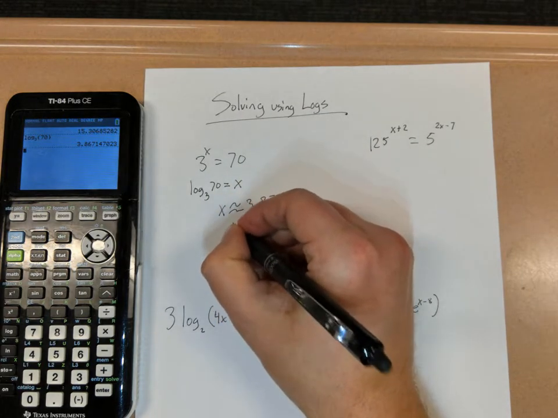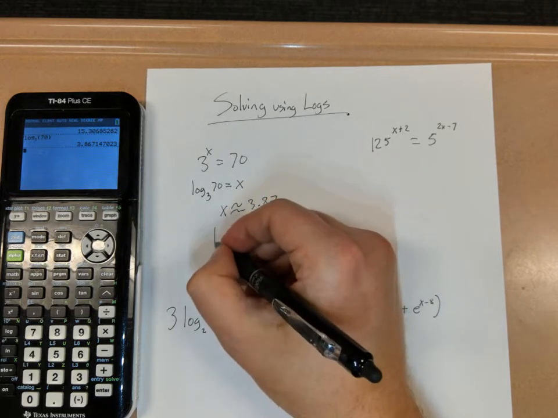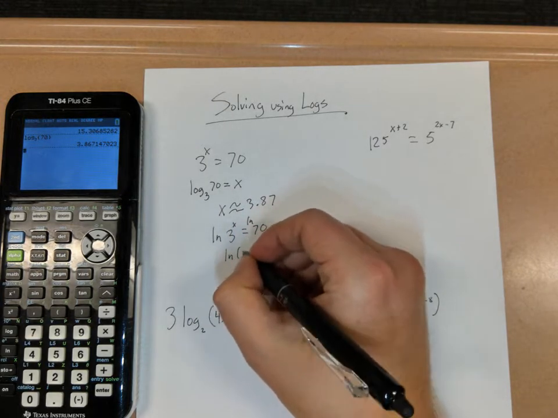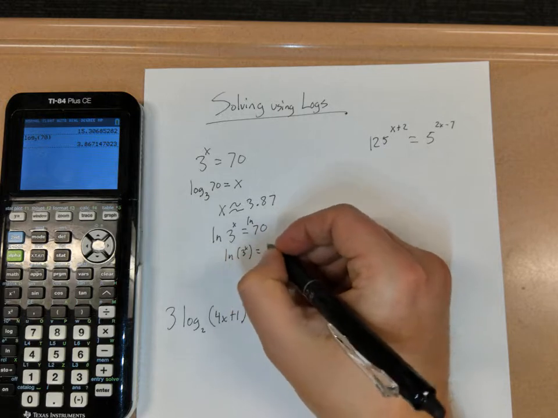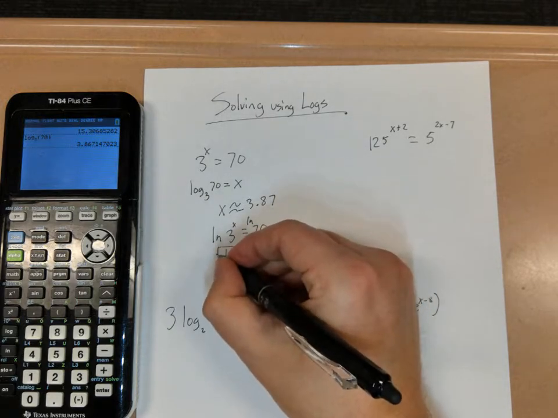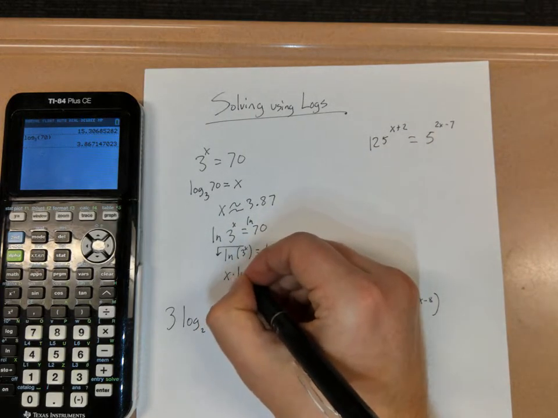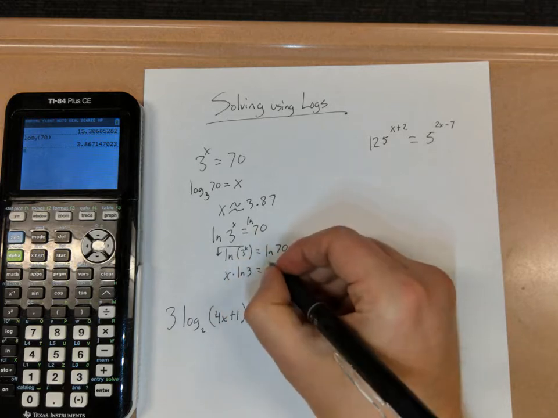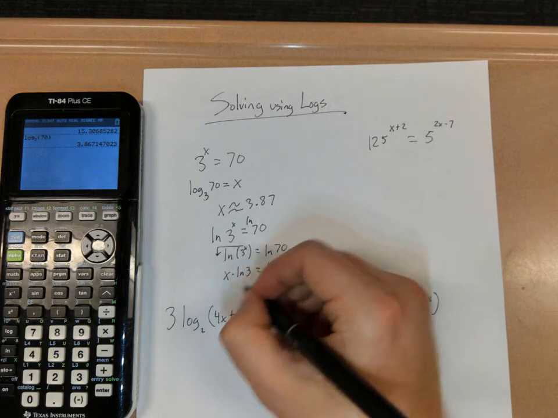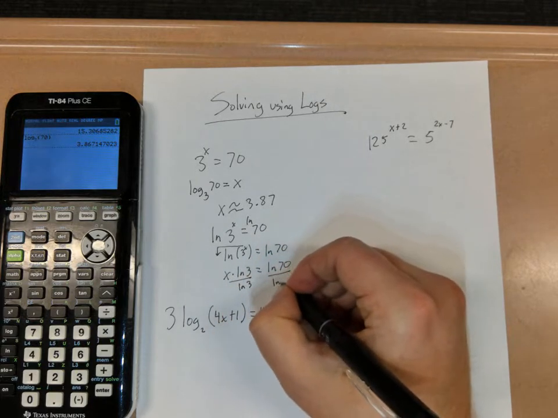So if I do 3 to the x power equals 70, if I natural log both sides, I'll have the natural log of 3 to the x equals the natural log of 70. One of my log rules is that I can then bring this exponent up front. And so I'll have x times the natural log of 3 equals the natural log of 70. And now since I'm multiplying these things, to get rid of it I want to do the opposite. So I'm going to divide both sides by the natural log of 3.